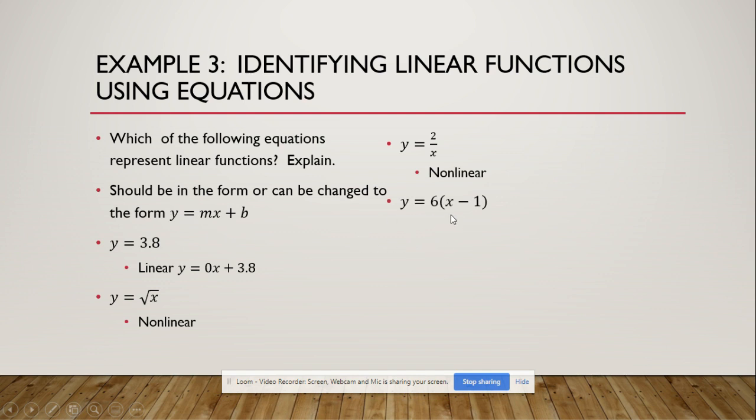All right, this one, it's not quite in mx plus b format, so I may need to do a little bit of finagling. I could use the distributive property, and then I get 6x minus 6, and this is in that format. This is linear. So we got 6x minus 6. I know it says plus b here, but really that's just the same as plus negative 6. So b is negative 6.